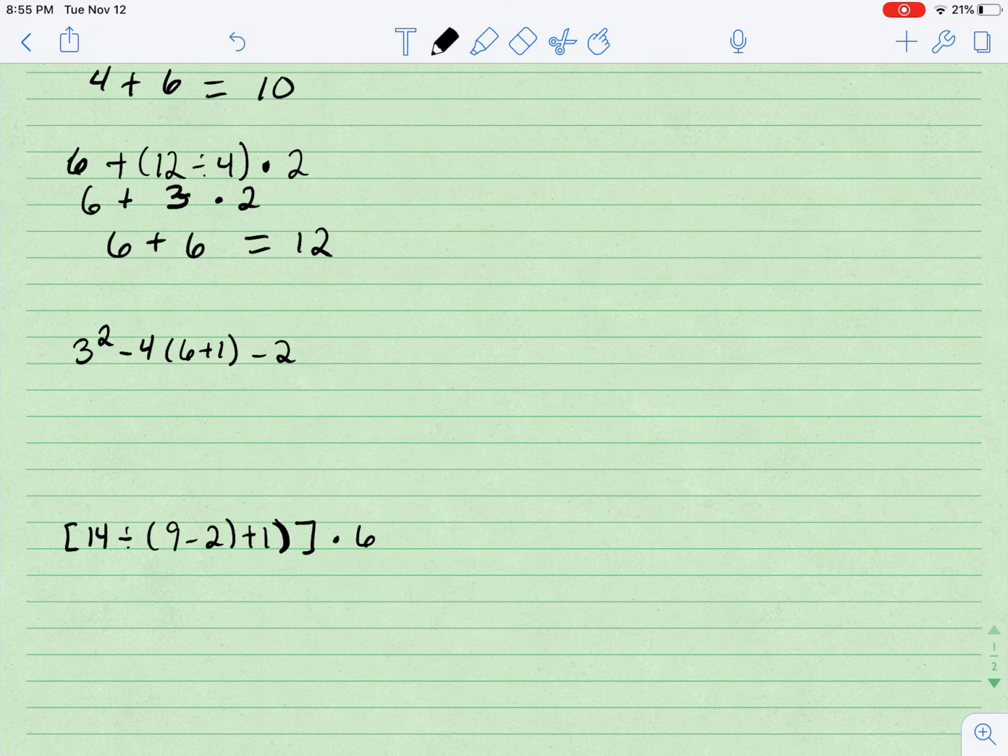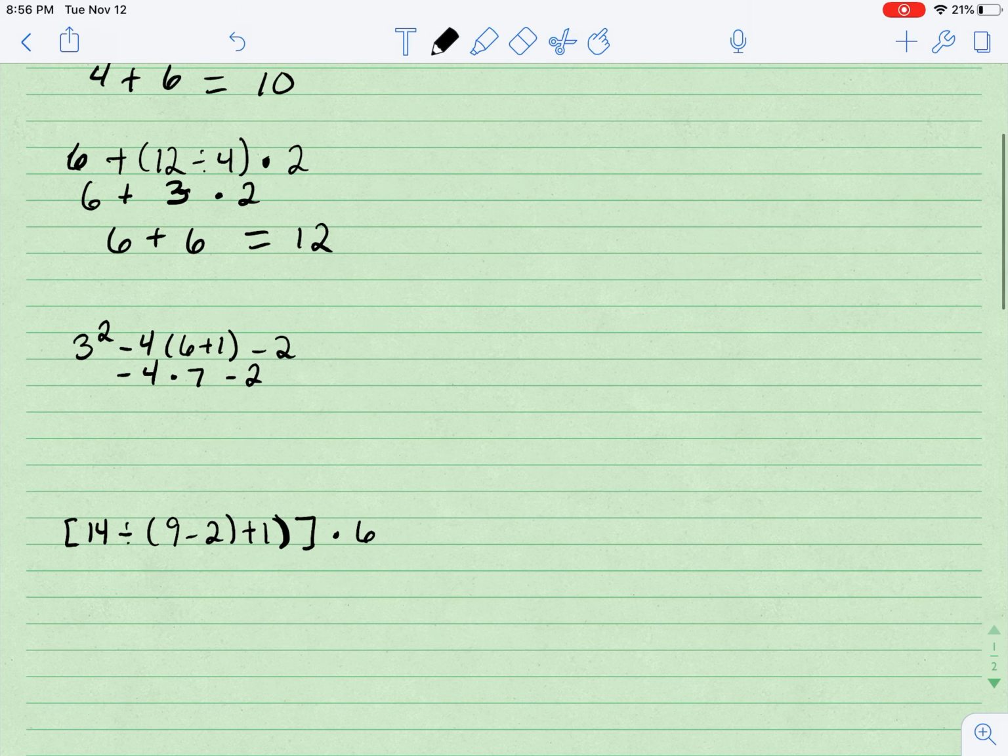Okay, next example. So we've got an exponent minus, so now you have 4 next to parentheses, that's going to be multiplication, and then a minus a 2. So first step, we do what is in parentheses first. So 6 plus 1 is 7. And I'm going to now write this as multiplication. And I can also do the exponent next, which is 3 squared. So 3 times 3, which is 9. Right, next would be multiplication. 4 times 7 is 28.